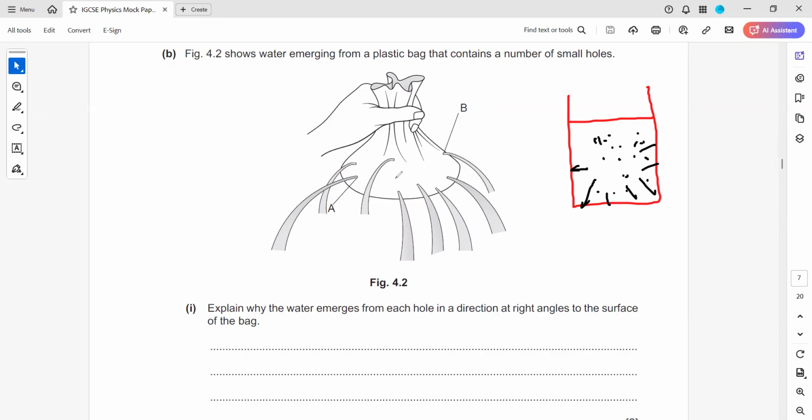So what will happen? The question is why the water emerges from the holes in the direction at a right angle. So what is the reason for that? These are the water particles inside. These water particles apply pressure in all directions. So as a result, when they apply the pressure in all directions, they push the particles out from the bag, the plastic bag. So how will you score the mark here?